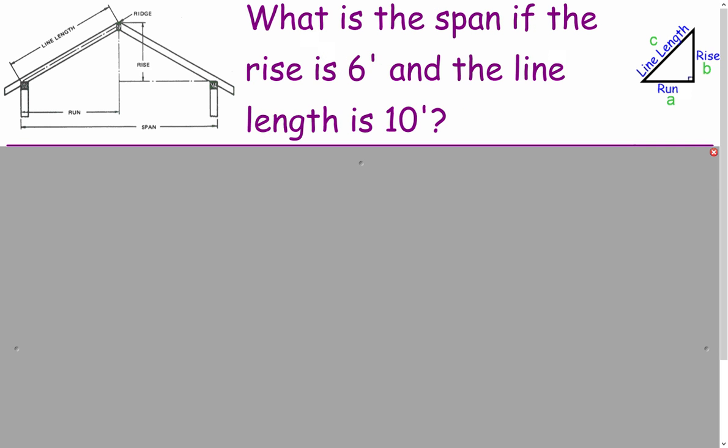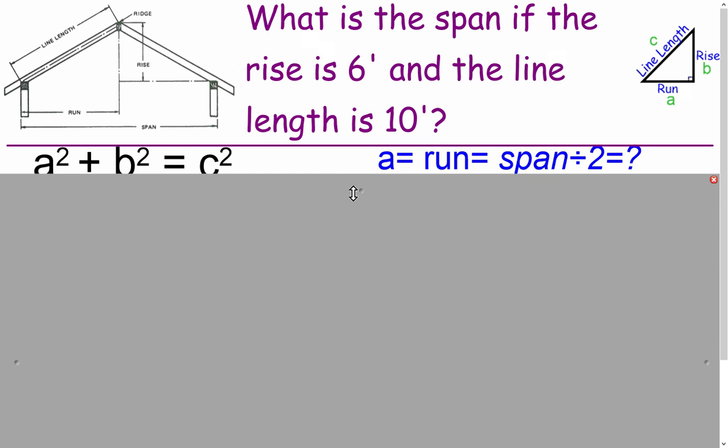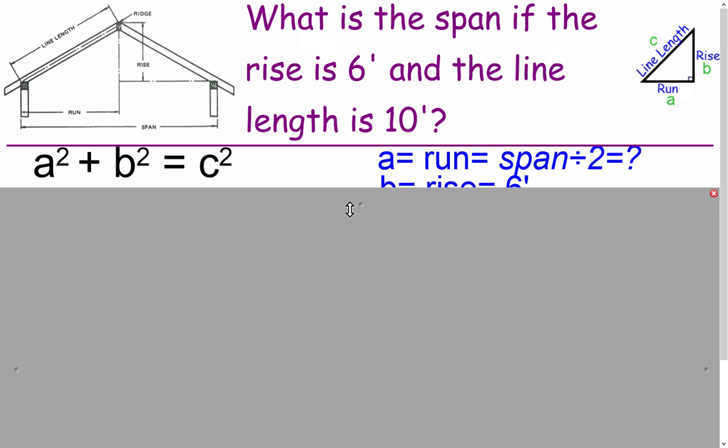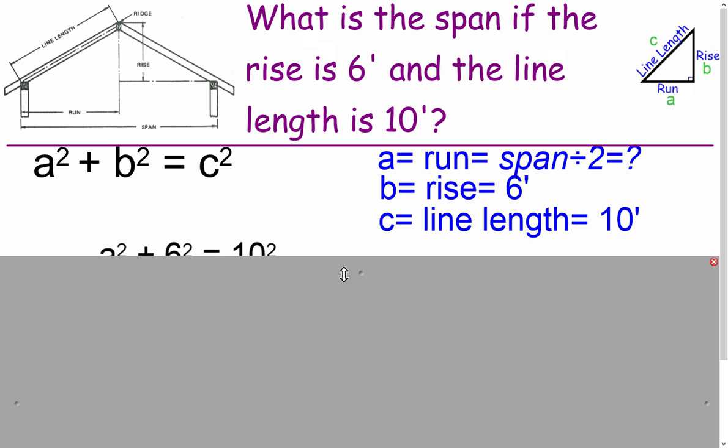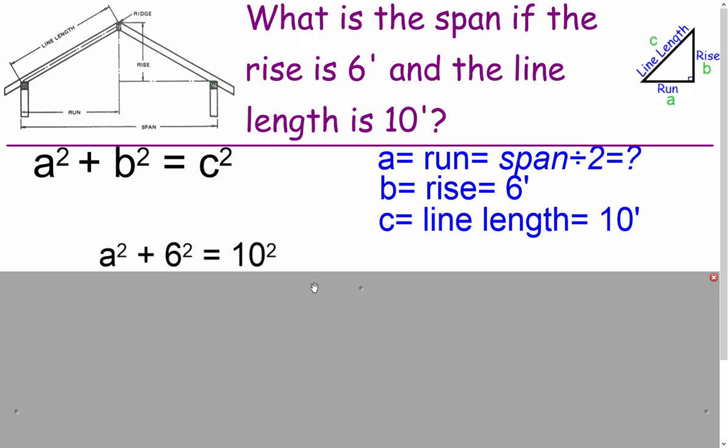Let's look at another example. What's the span if the rise is 6 feet and the line length is 10 feet? Okay, so our rise is B, and our line length of C is 10, and we have to figure out what the span is. We don't know what the span is, we don't know what the run is, so we don't know what A is. But we do know B, the rise, is 6 feet, and we do know C, the line length, is 10 feet. So we're going to take our Pythagorean theorem of a squared plus b squared equals c squared, and we're going to leave a squared, but plug in 6 squared and 10 squared.